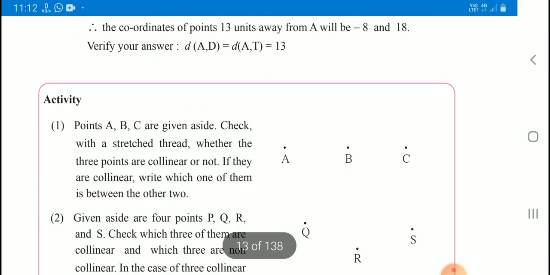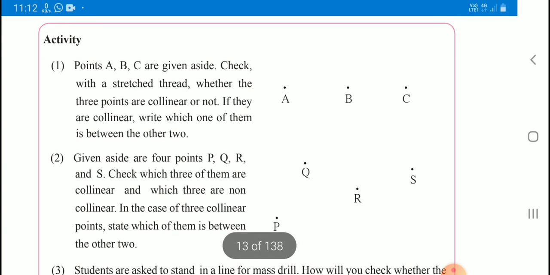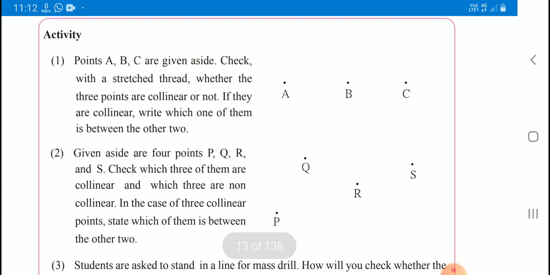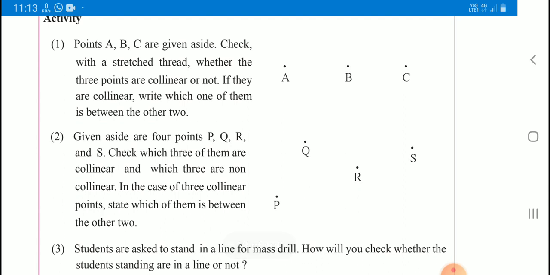Now, they have given one activity here. You have to write this activity in your notebook. Points A, B, C are given aside. Check with a straight edge whether the 3 points are collinear or not. If they are collinear, write which one of them is between the other two. Now, you note the definition of collinear points as well as betweenness also. So you can write it well.